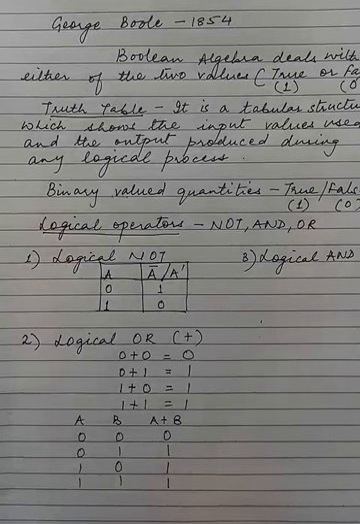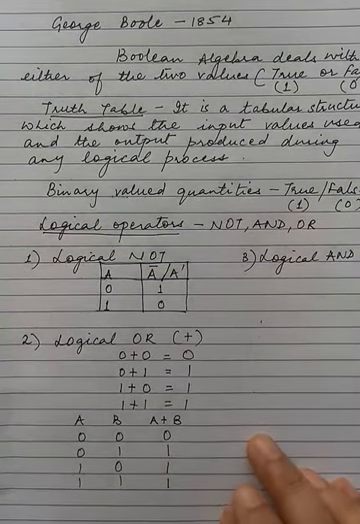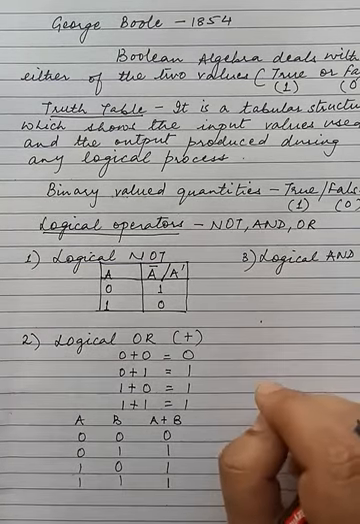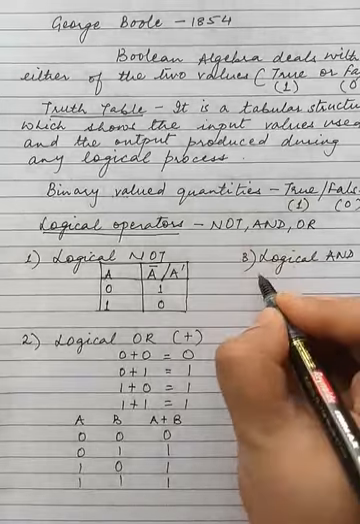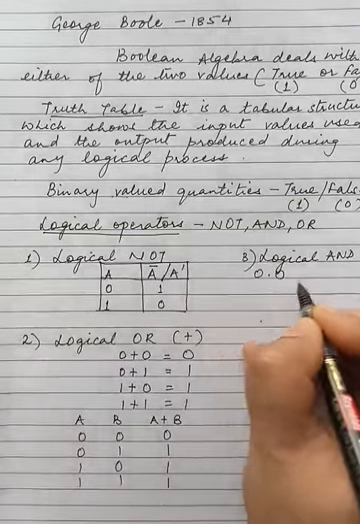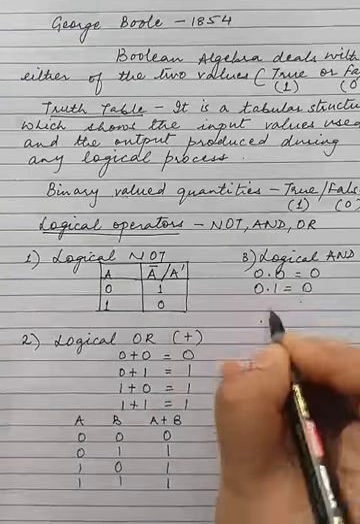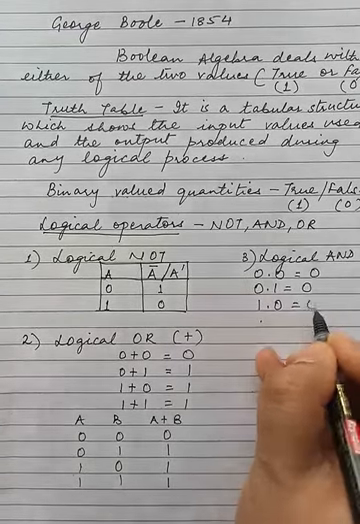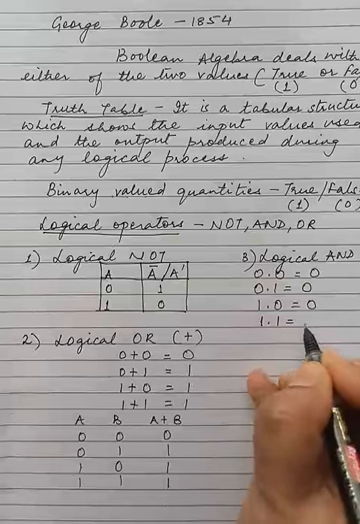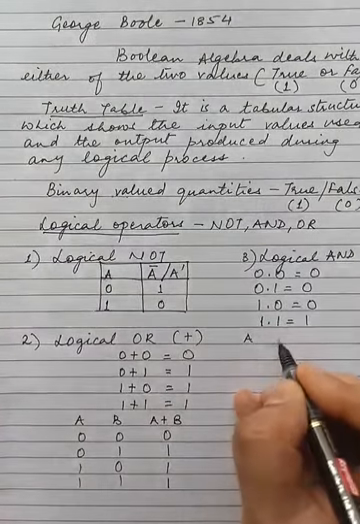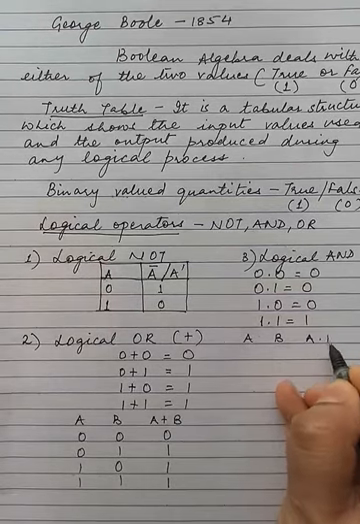Next comes logical AND. This operator results in the product of two or more binary valued quantities. It is denoted by a dot sign. That means 0 and 0 is 0, 0 and 1 is 0 again, 1 and 0 is 0 again, and 1 and 1 is 1. This is logical AND.